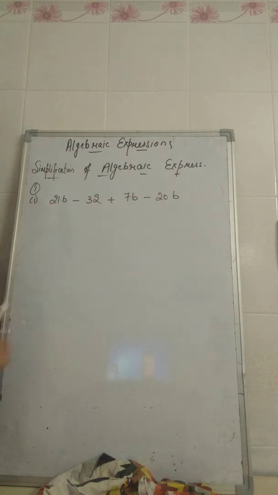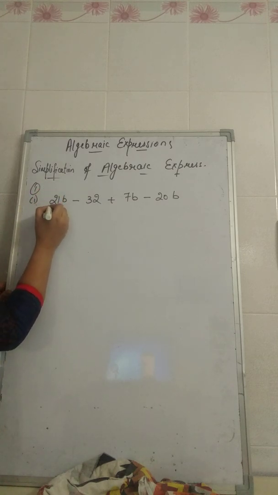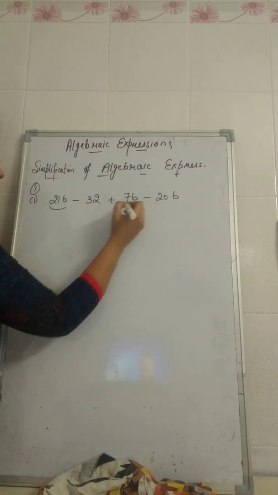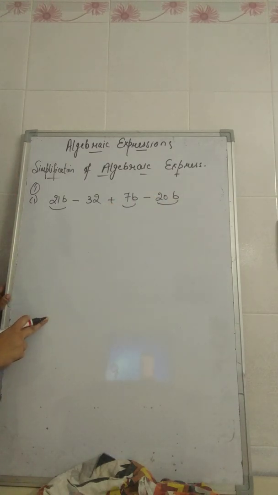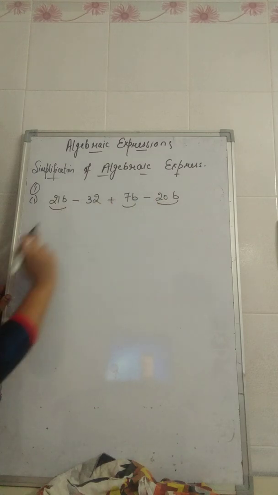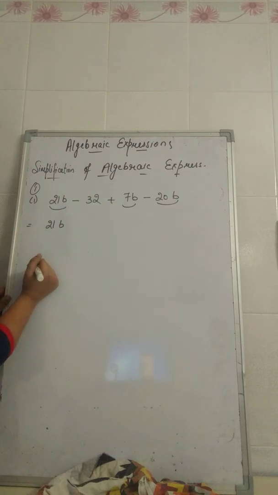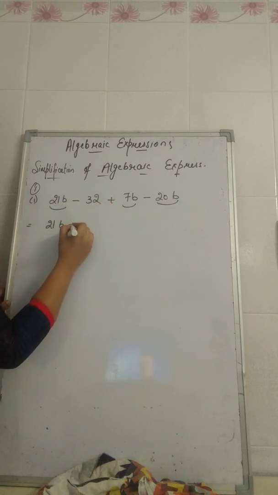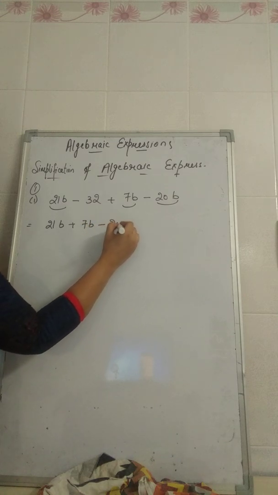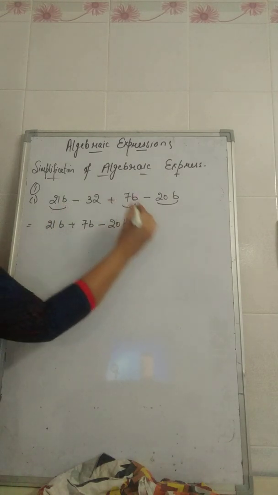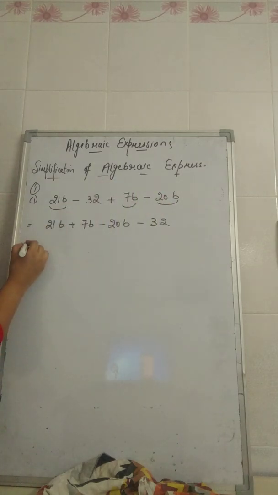In order to simplify this, first of all we have to see which are the like terms. I have told you earlier that like terms are the terms which have the same variable. Here it is 21b, this is 7b and this is minus 20b. Here b is the variable. So we will write the terms which have the same variable together, 21b plus 7b minus 20b, and the constant minus 32 we will write here.